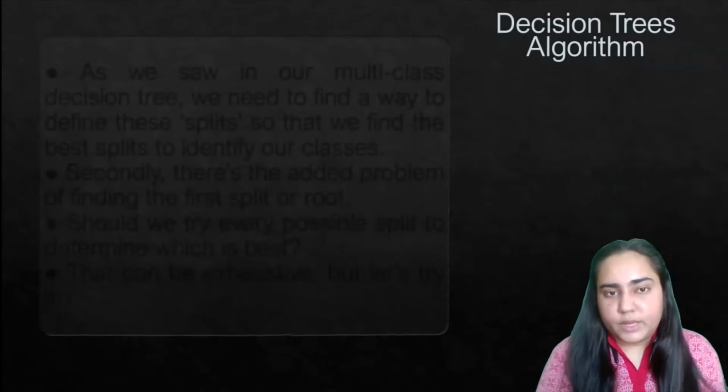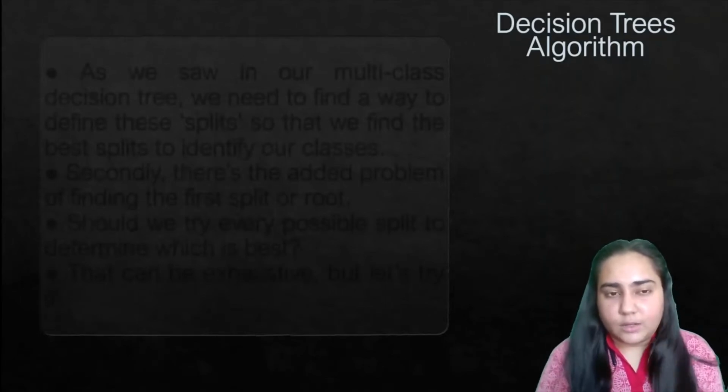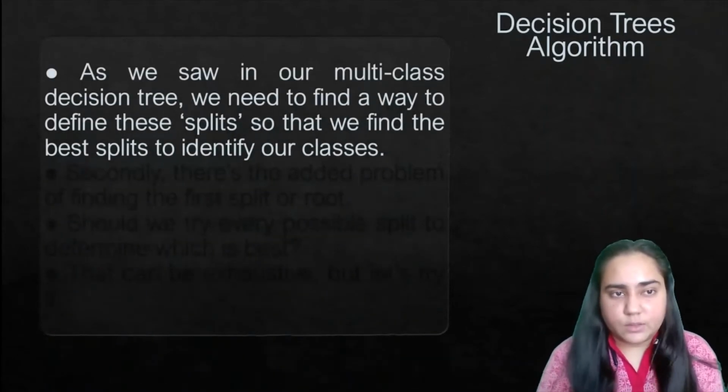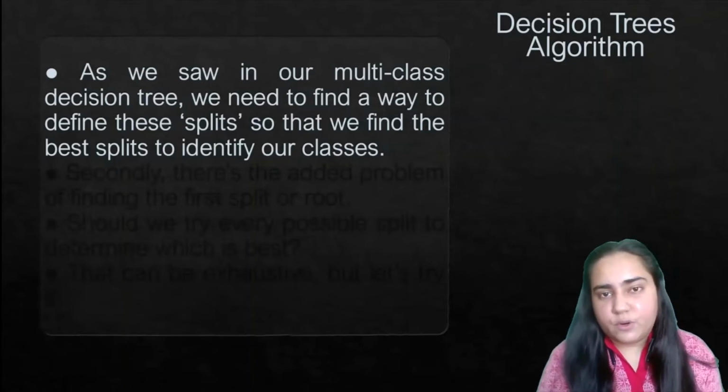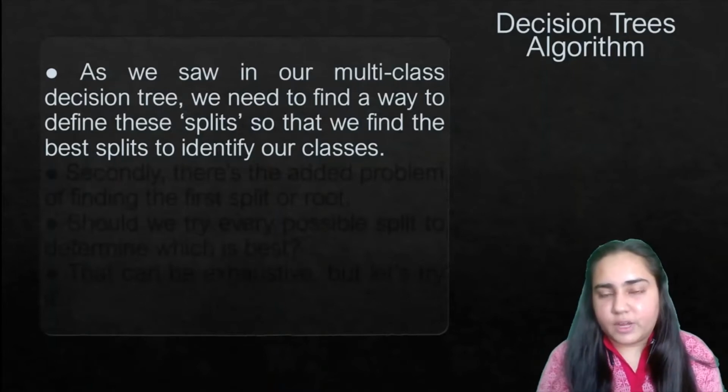Now let's take a look at this algorithm, and I'm going to explain it in the simplest way possible. It won't be very fancy with a lot of formulas. It's going to be very much in written English sentences. As we saw in our multi-class decision tree, we need to find a way to define these splits so that we find the best splits to identify our classes. We have several classes forming in our data set, and the key here is to define the split. From where exactly should you split?